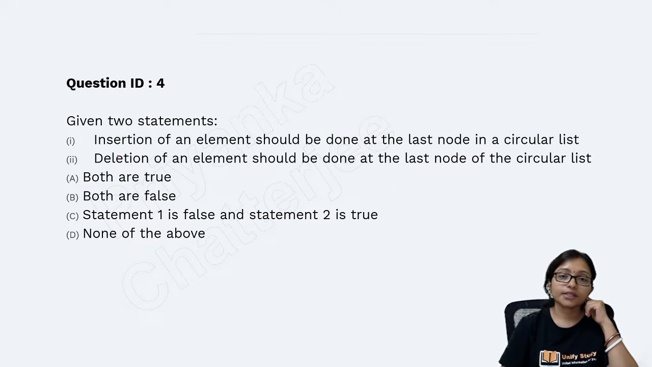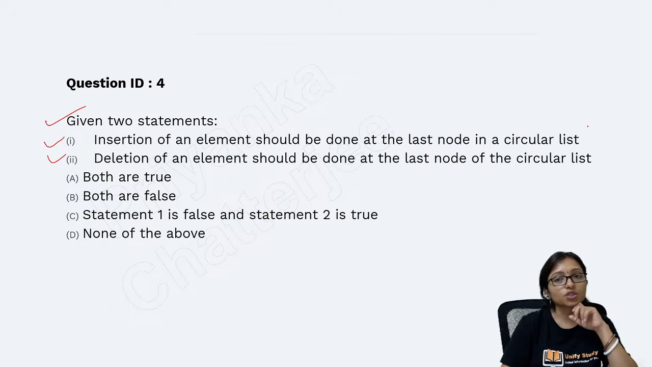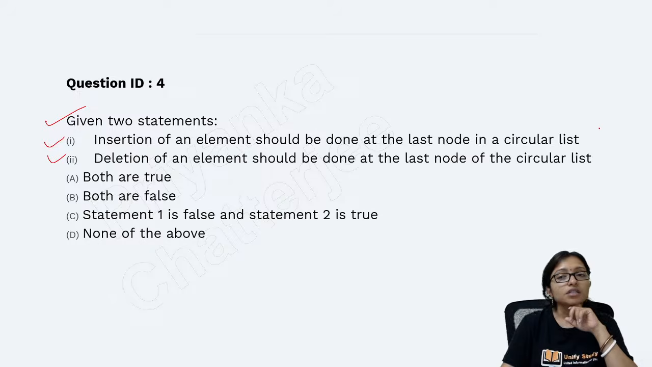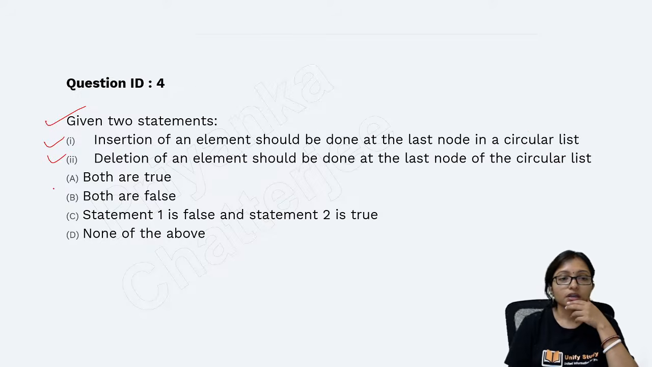Acha, now here is a question. You can see that given statement, this is option 1 and option 2 is given to you, and you need to do the answer. Insertion of an element should be done in the last node in the circular list, and deletion should be done in the last node of the circular list. These are given. What will be the correct answer?